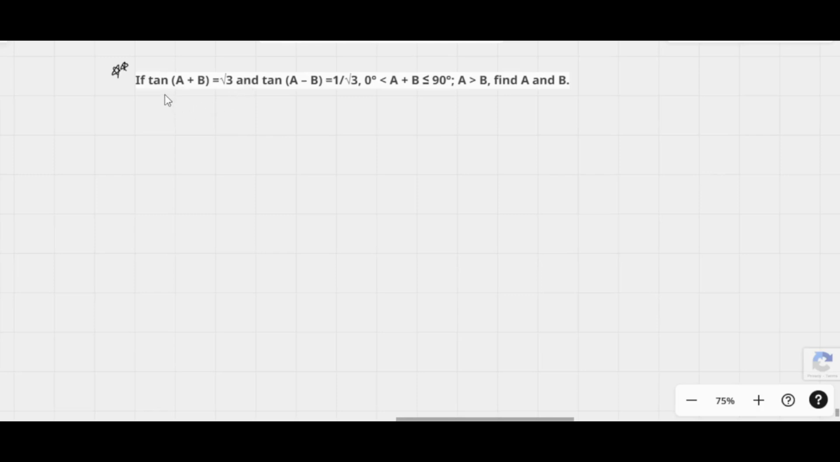They have told that tan of a plus b is equal to root 3. Always write the given first. You can write the given stepwise based on the number of marks. Given that tan of a plus b equals root 3, and they also told that tan of a minus b is equal to 1 by root 3.